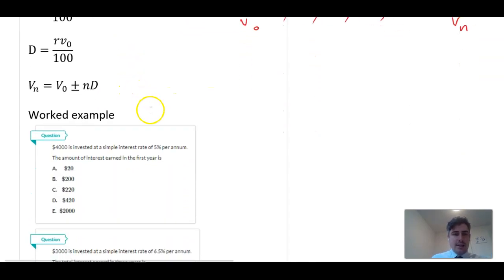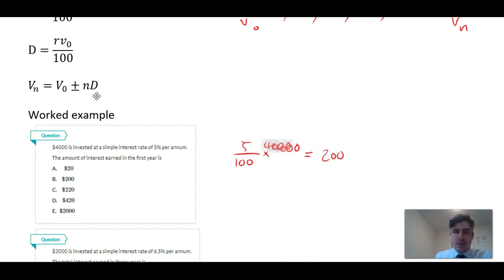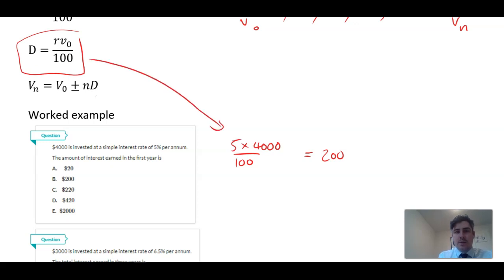So if we look at $4,000 invested at simple interest of 5% per annum, the amount of interest earned in the first year is, so in order to do this you need to work out that 5% of V0, so times the V0 of 4,000, gives us 200. Okay, so remember with your fractions you can move that on top there. And now that's the same formula as this one up here. And that equals 200. So that's our common difference, d, every time.